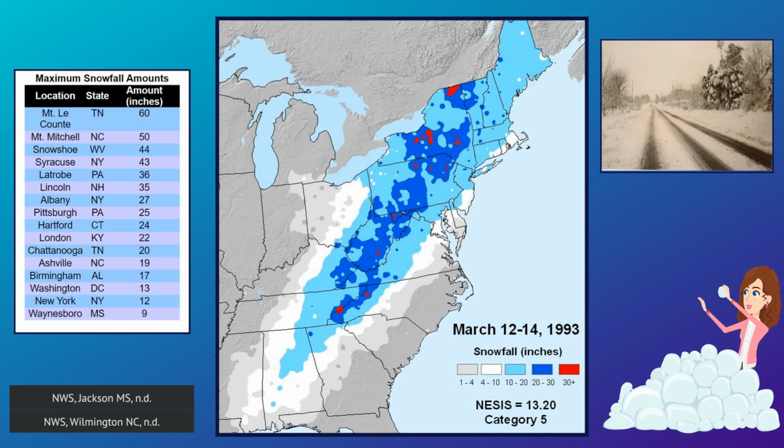This map shows the snowfall depths from Superstorm 1993. Look at that, over 60 inches in Tennessee. Remember, a lot of the snow fell just to the left of the low pressure area of the extratropical cyclone.